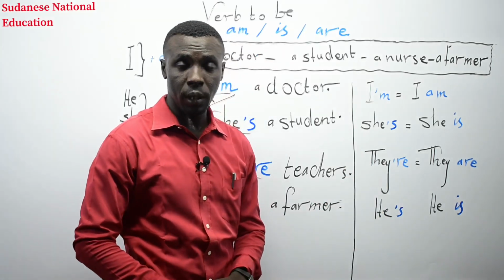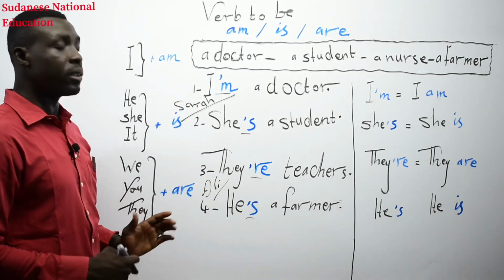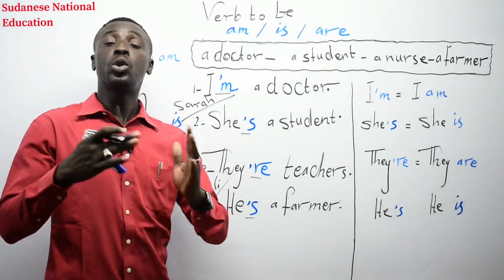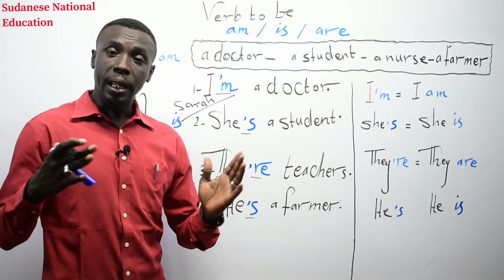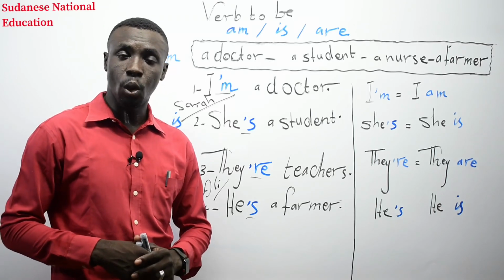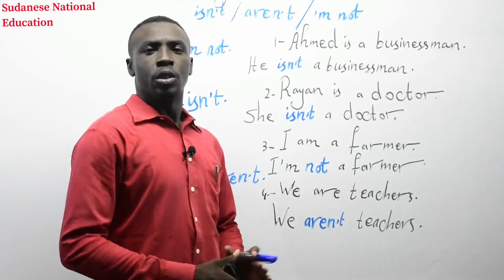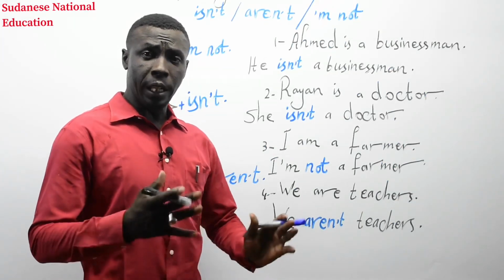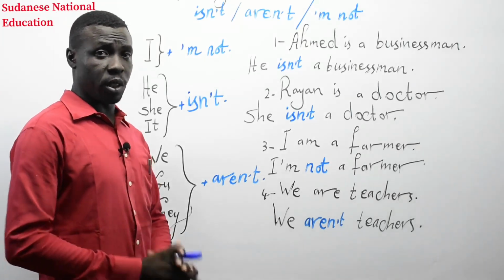He's to be his. So this is a positive sentence, but we are going to see them as negatives, or let us see how to make them negatives. Let us go and see them together as the negative sentences. So here are the negative sentences. See how we make the negative sentence.